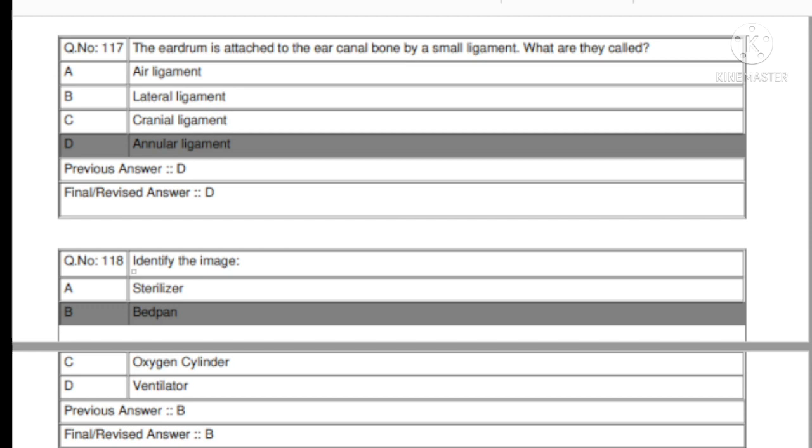Next question, question number 117. The eardrum is attached to the ear canal bone by a small ligament. What are they called? A. Ear ligament, B. Lateral ligament, C. Cranial ligament, D. Annular ligament. Its answer is D part. This is the only question which was a bit tough from the anatomy part.